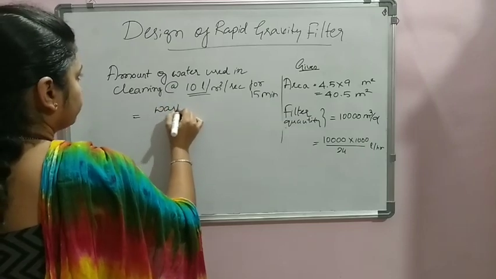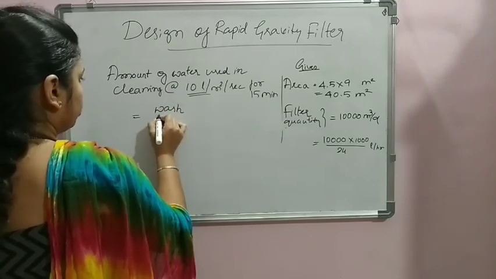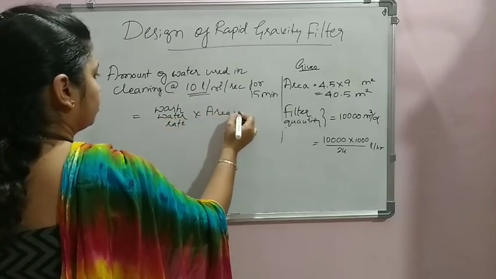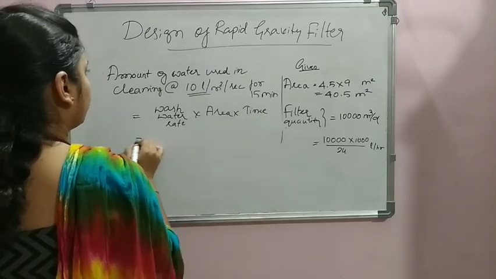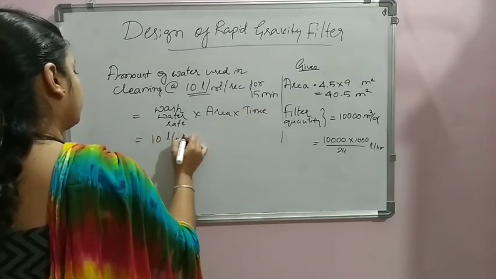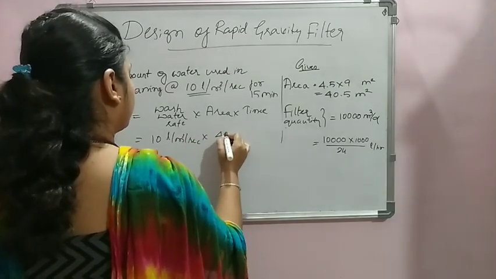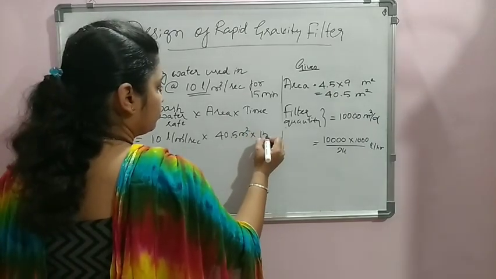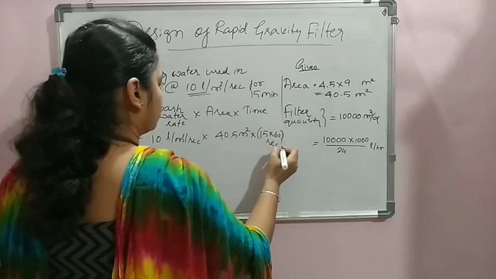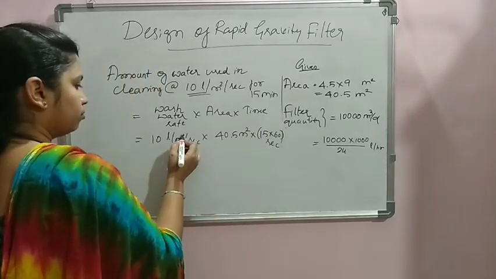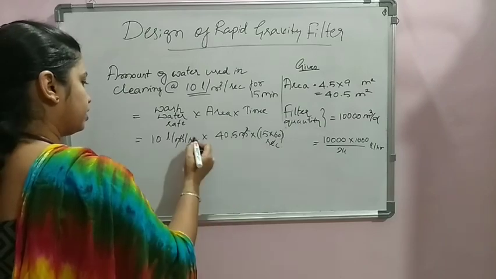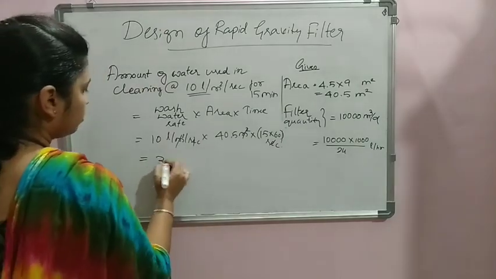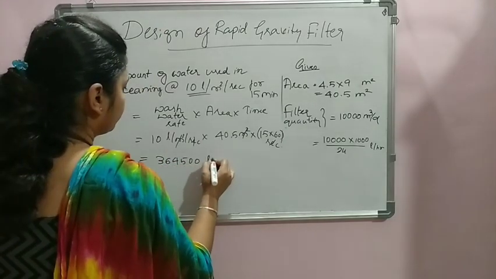So wash water rate into area into time. Wash water rate is 10 liters per meter square per second. Area is 40.5 meter square and time is 15 minutes, 15 into 60, which becomes seconds. So let us check the units. Meter square gets cancelled and second gets cancelled. The answer has to come in liters. So the answer comes to be 364500 liters.